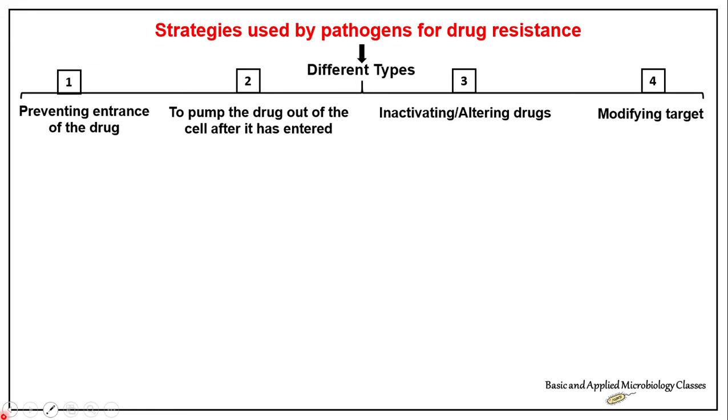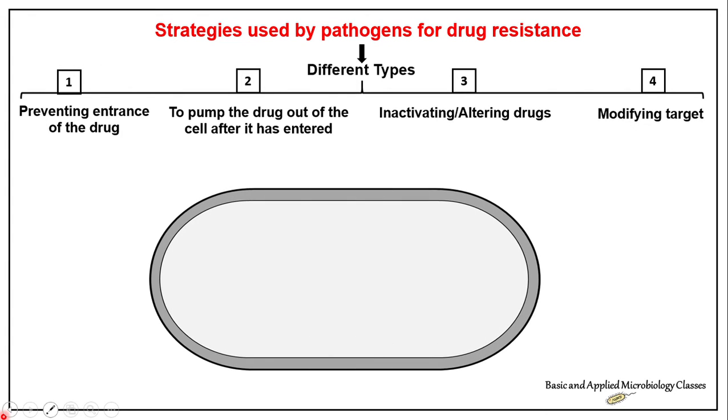Now all these strategies I will tell you one by one with the help of a diagram. So let's see, here I have drawn a bacterial cell. Now we are going to talk about strategy number one. So what was the first strategy? Preventing entrance of the drug. First of all, make it clear, preventing entrance of the drug means the drug is present outside the cell and bacteria will possess some kind of characteristics, some kind of properties that will not allow the drug to enter inside the cell. So you see here, these blue in color, these are antibiotics.